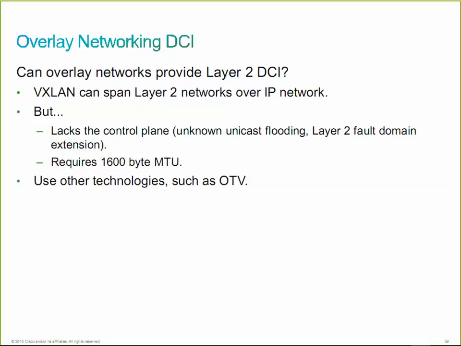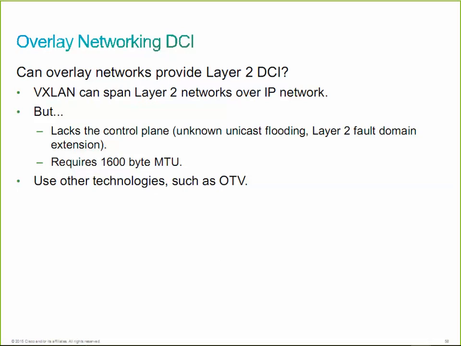VXLAN was actually designed to address other problems of extending communication across the layer 3 transport within the data center. So it's actually designed to run within a single data center. The problem with VXLAN is that it doesn't have the control plane functions. It relies on standard layer 2 data plane address learning with unicast flooding and so on. So due to that MAC in IP encapsulation, VXLAN also requires a 1600 byte MTU. Remember, we have that 24-bit header that gets added to the VXLAN data.